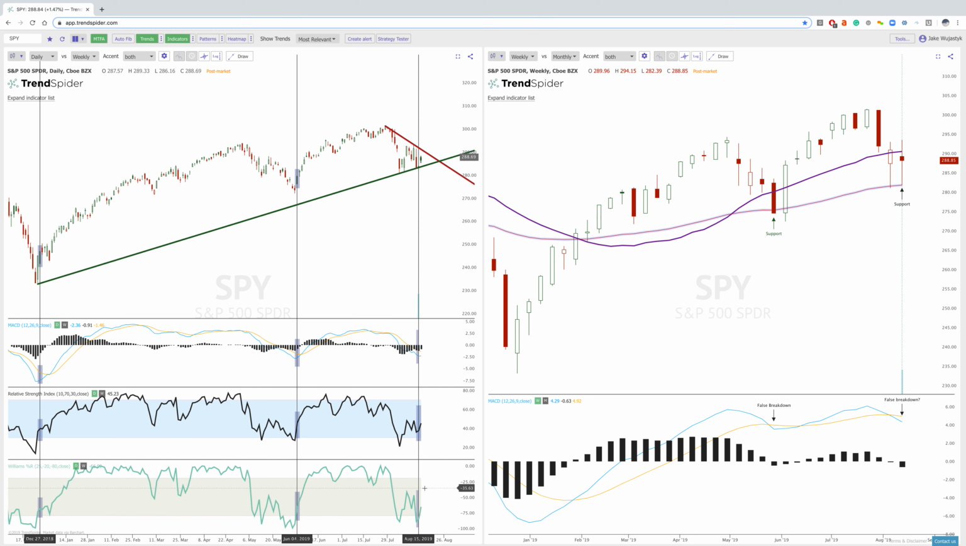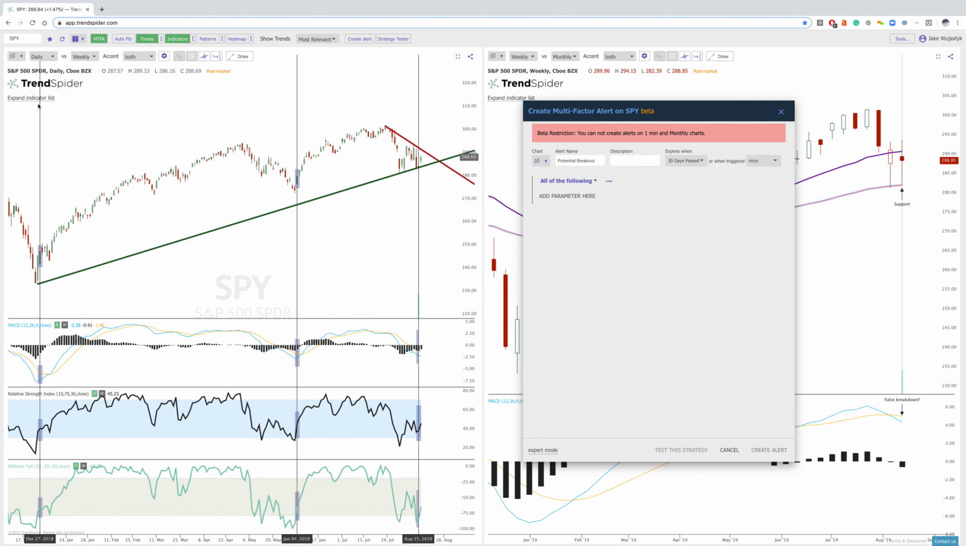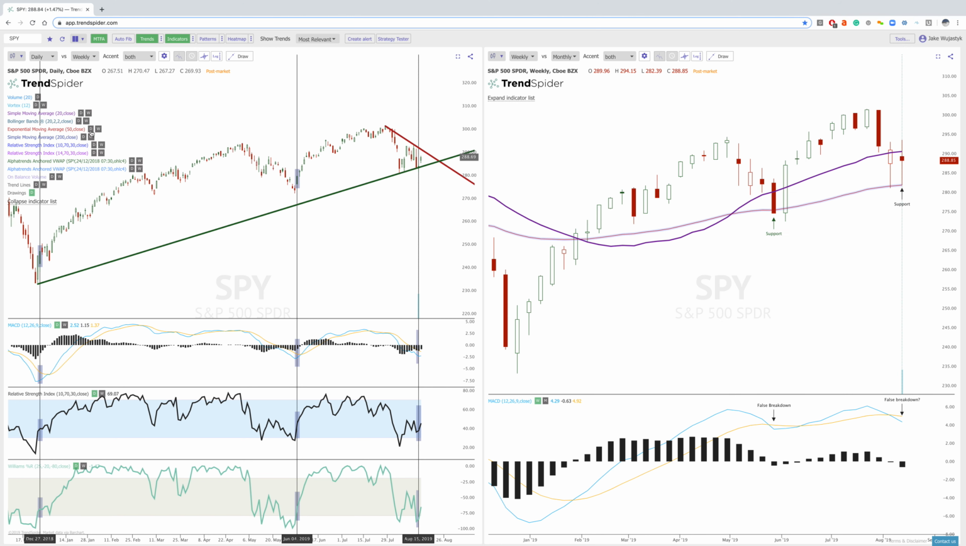So let's say -35. So what I can do here is I can go in, create a multi-factor alert, and essentially what I can do is say potential breakout for the alert. You can do it expires in 30 days, triggered one time. And so now what I'm looking for here is, let's put the EMA 50 on there as well on the daily, because this has been a really big area of resistance.